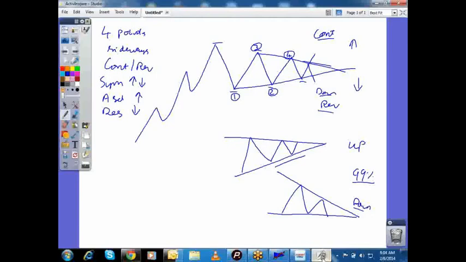So what I said is you need 4 points to draw a triangle. Sideways market, continuation as well as reversal they can act. Symmetrical can break up or down. Ascending can break up and descending will break down.